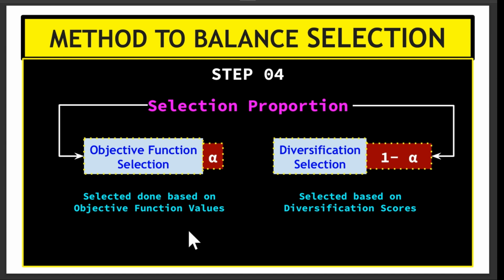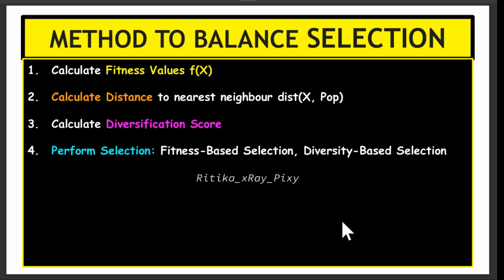So we have two types of selection done here to select the solution. First, objective function selection. Second, diversification selection. In objective function selection, from the population, solutions are selected based on their objective function values. In diversification selection, solutions are selected based on their diversification score.